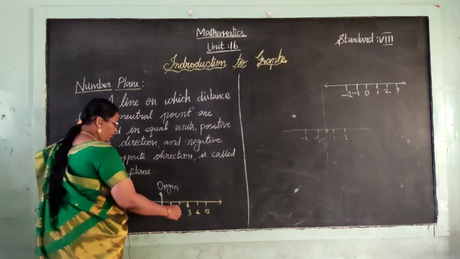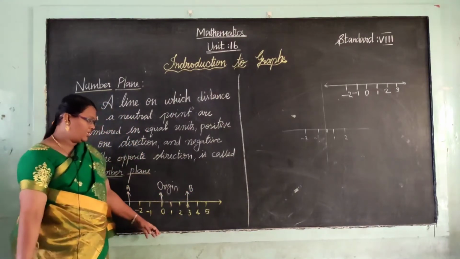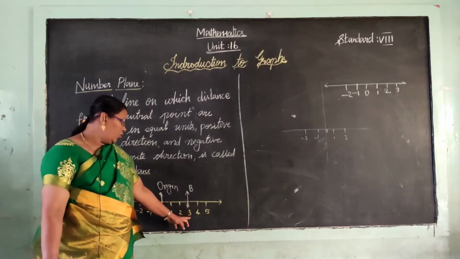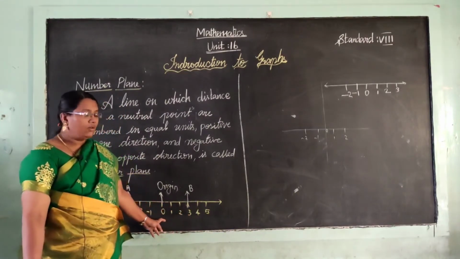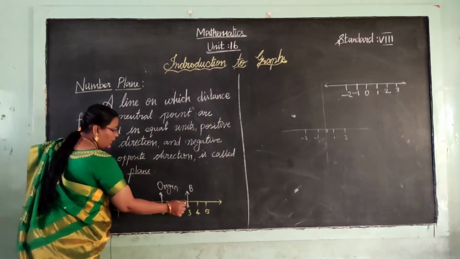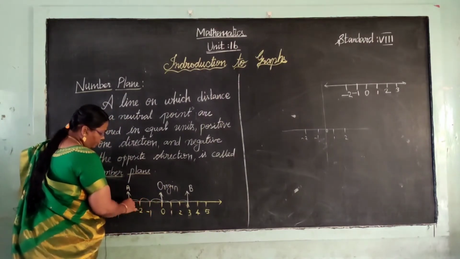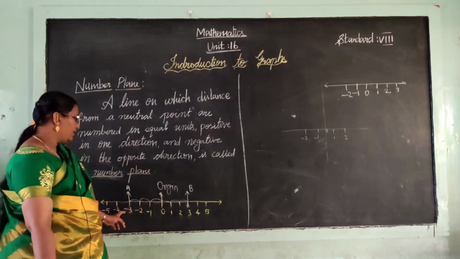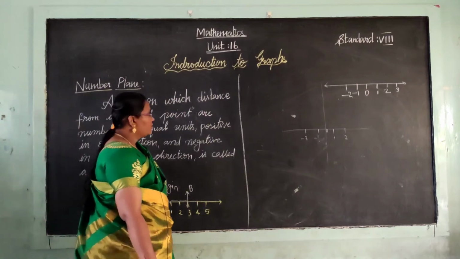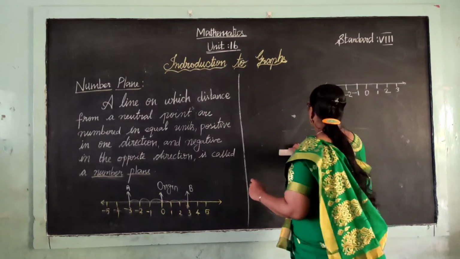Here positive value B. Okay, B represents the positive value from the neutral. Okay, neutral and how many units? 3 units. Okay, move 3 units, 1, 2, 3 units. So here minus 3, here plus 3. Okay, so next we have C. One example related to the number plane.